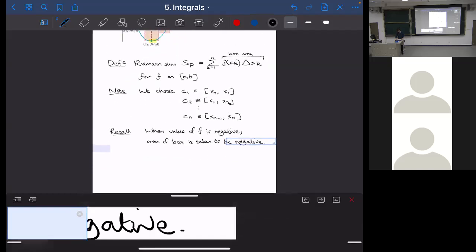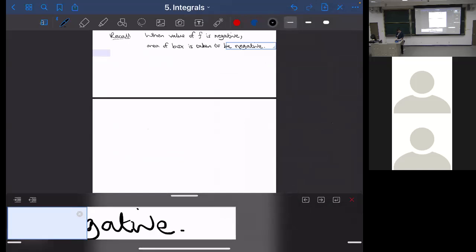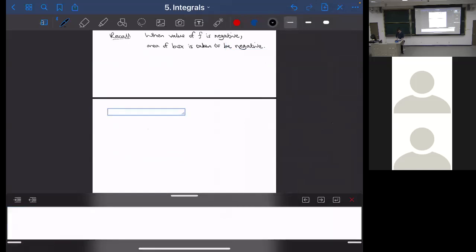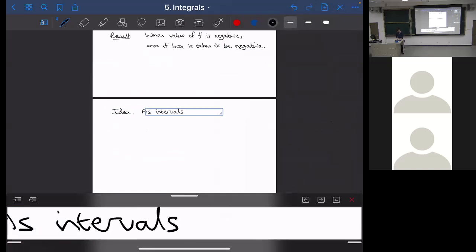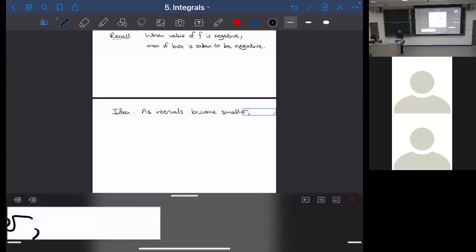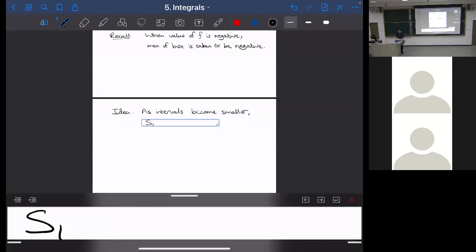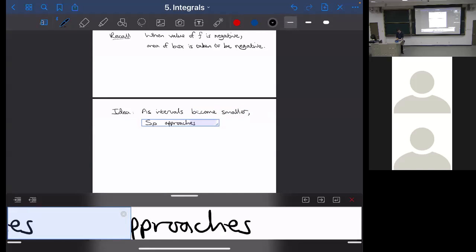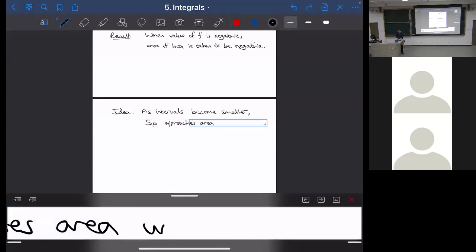Okay, so I'll start another page. Idea: as the intervals become smaller, SP approaches the area under the graph.